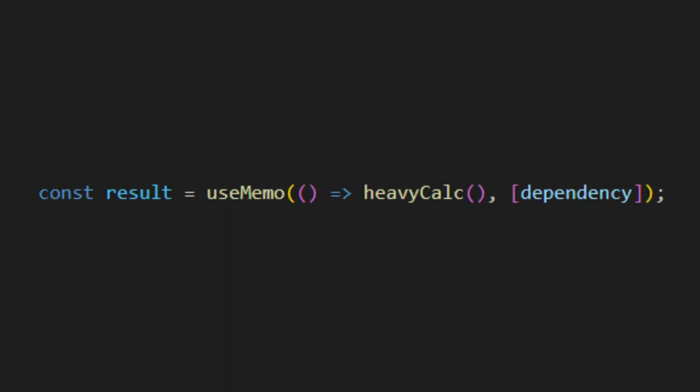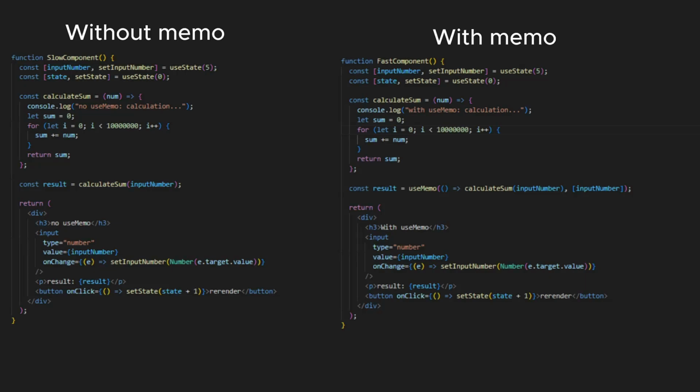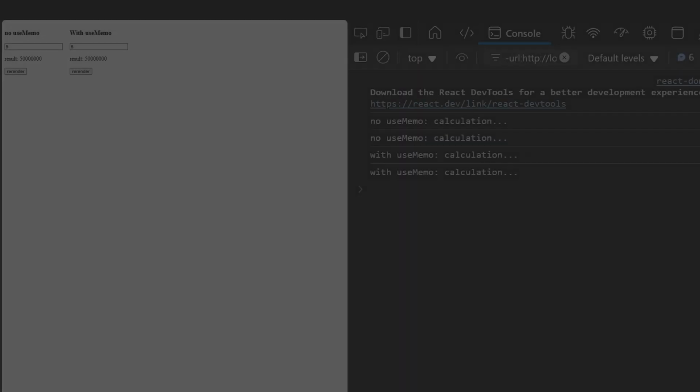useMemo memoizes a computation's result and recalculates it only when dependencies change. It's an optimization hook for expensive operations you don't want to repeat unnecessarily. useMemo is great for optimizing computations. Without it, a calculation runs on every render.